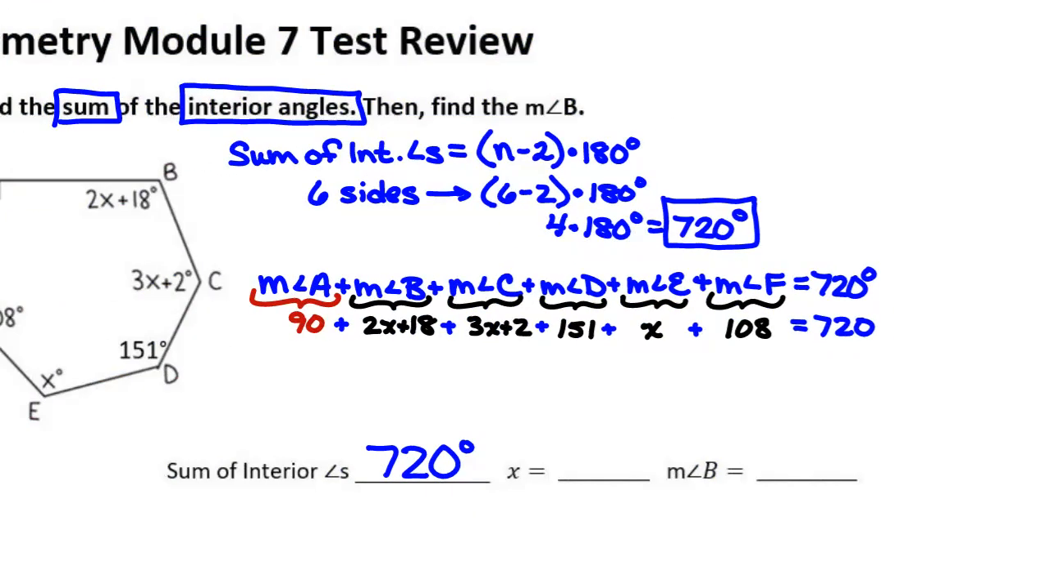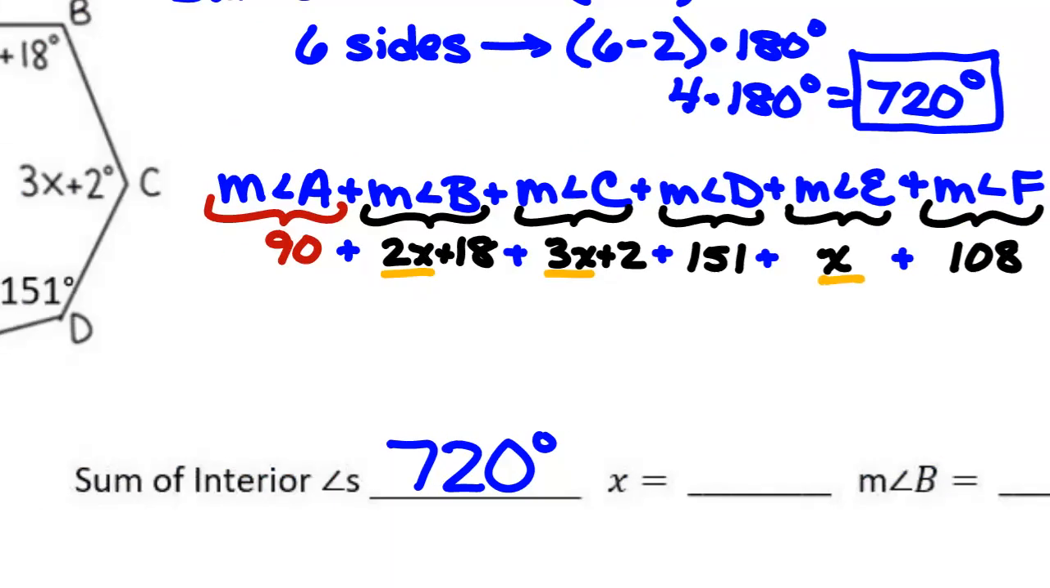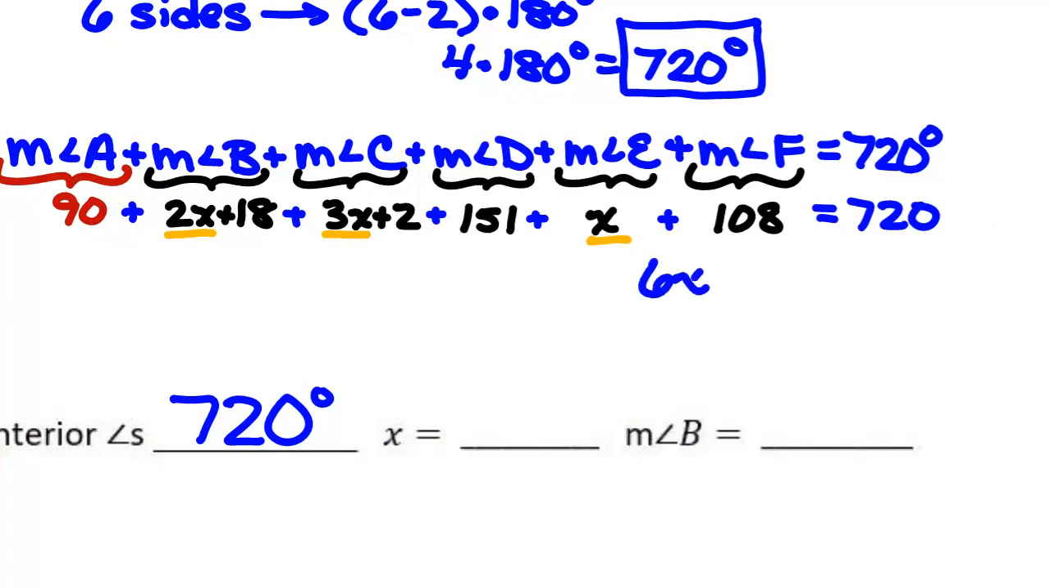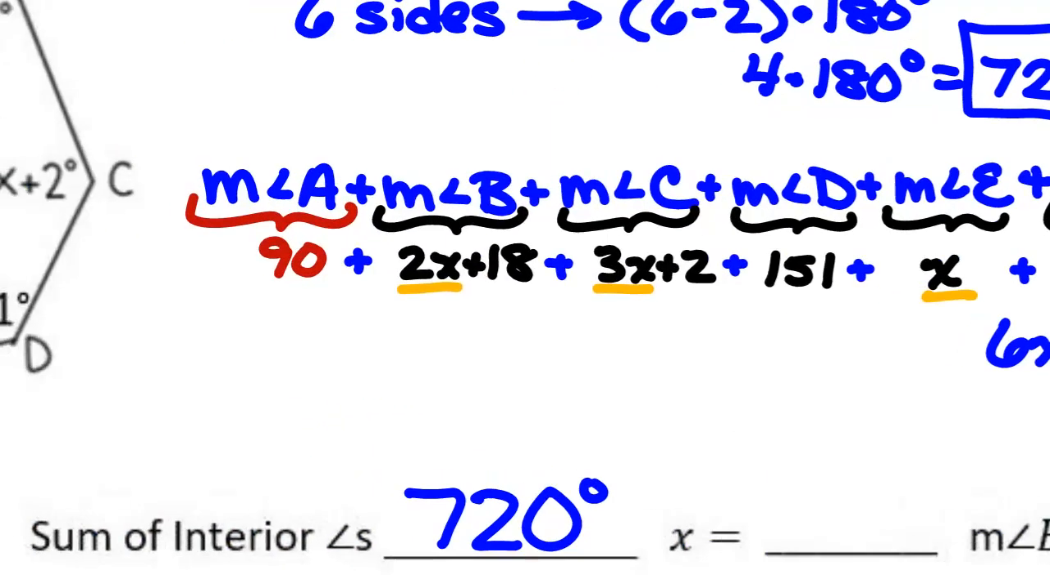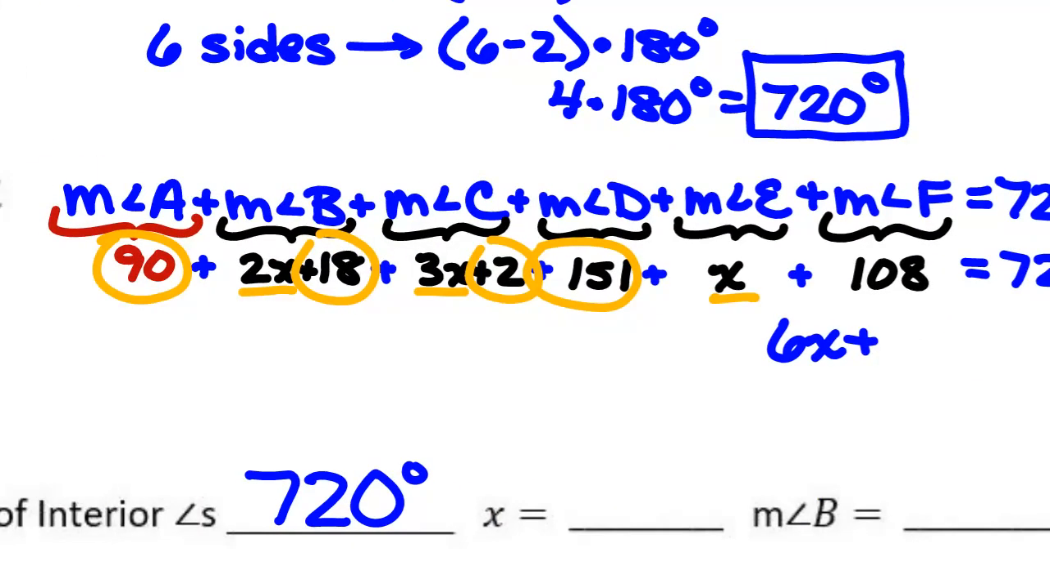And then we combine our like terms together. X is first, so here's 2 x's. 3 more gives me 5. And then this one right here. So I have 6 x's total. So 6x plus, and then we have to add up all of the constants. I have 90 plus 18 plus 2 plus 151 plus 108.